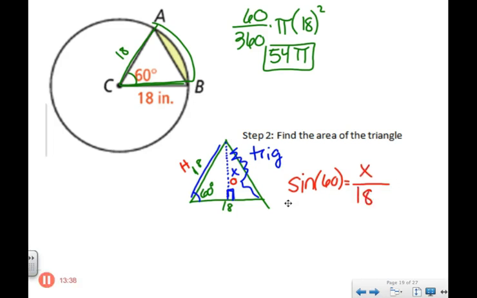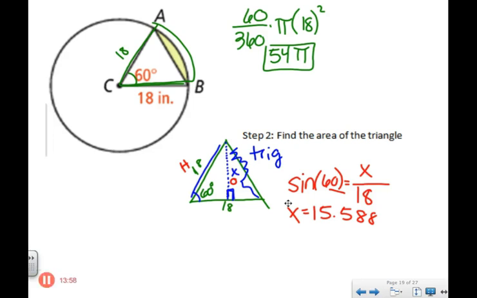X is up high, so I'm going to cross multiply. So remember, your calculator should be in degrees, and you're going to type in sine of 60 times 18. So X is going to equal 15.588. If you want to round that, you can. That's going to be the height of the triangle.